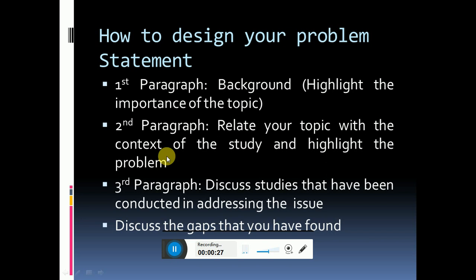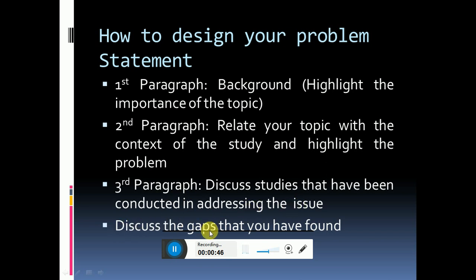What does it mean by the context of the study? It means that if you are considering mobile applications and you have just considered retail mobile applications, then in the second paragraph you have to discuss the retail applications. Okay? And in the third paragraph, discuss studies that have been conducted in addressing the issue.